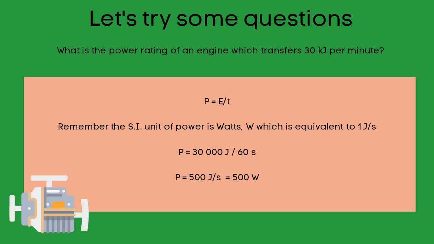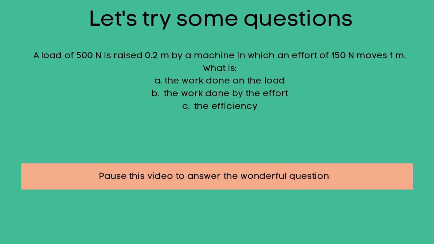Remember, the SI unit of power is watts, which is equivalent to 1 joule per second. So we have to convert the 30 kilojoules to joules, and we have to convert that 1 minute into seconds. You divide 30,000 joules by 60 seconds, and you get a beautiful 500 joules per second, which is equivalent to 500 watts.